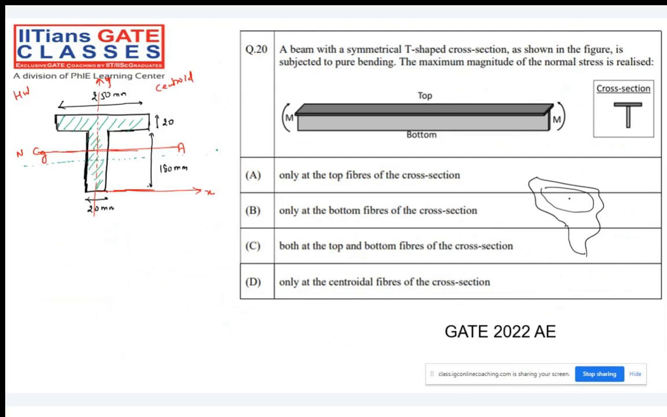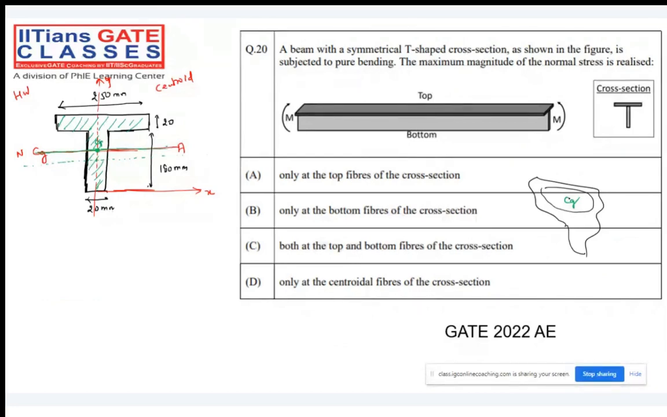Above and below the middle section, you have to observe where the more area is; the centroid will be shifted there itself. So here also the centroid will be shifted just above like that. So this will be the centroid, CG. The neutral axis will pass through that particular centroid. We have already proved that.